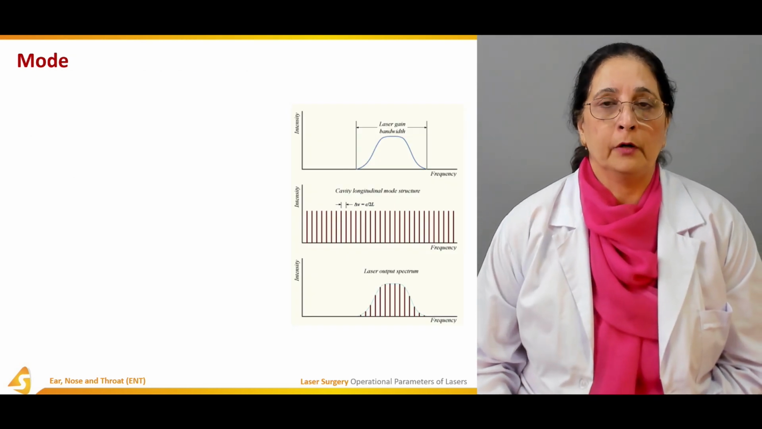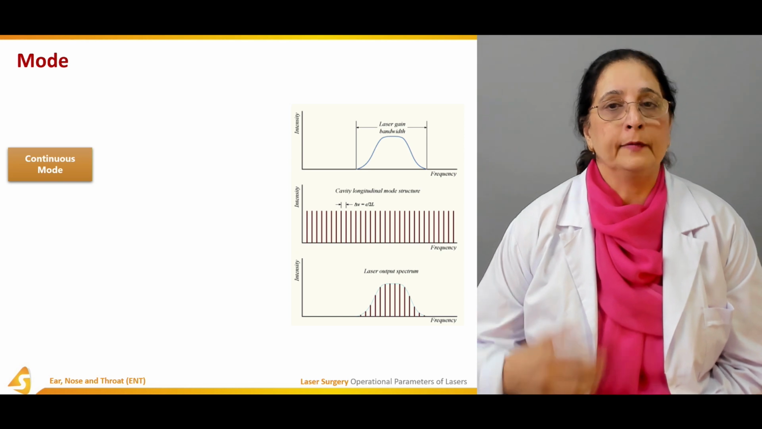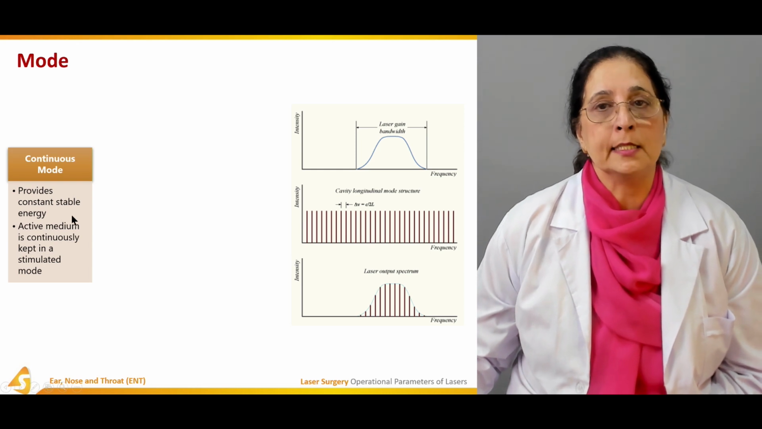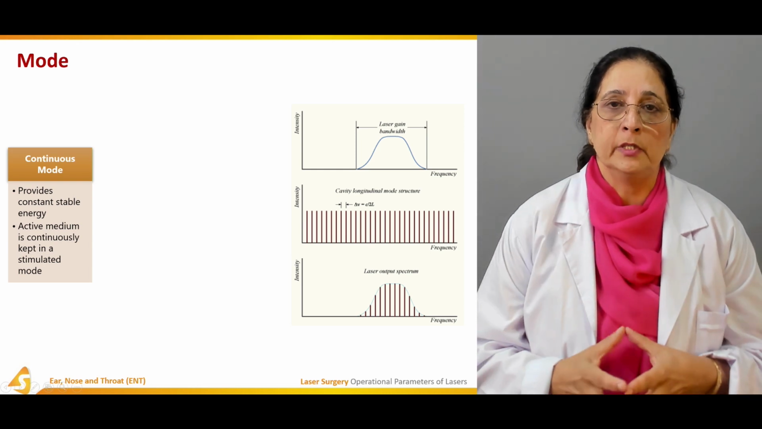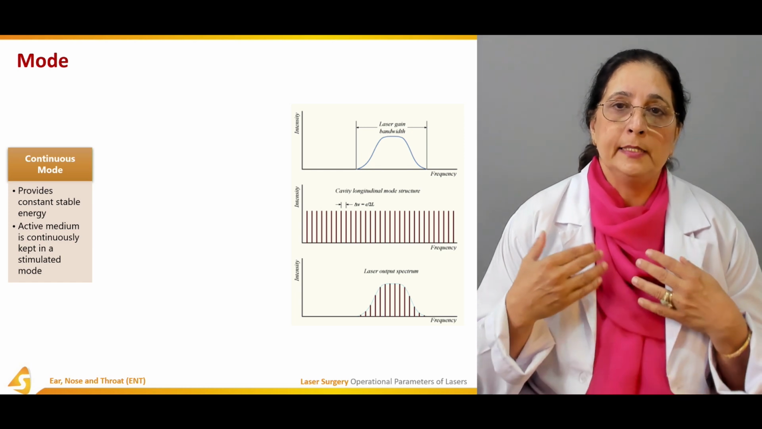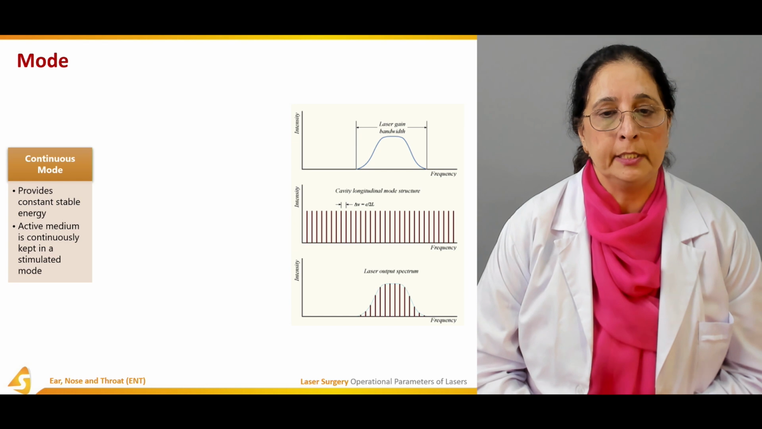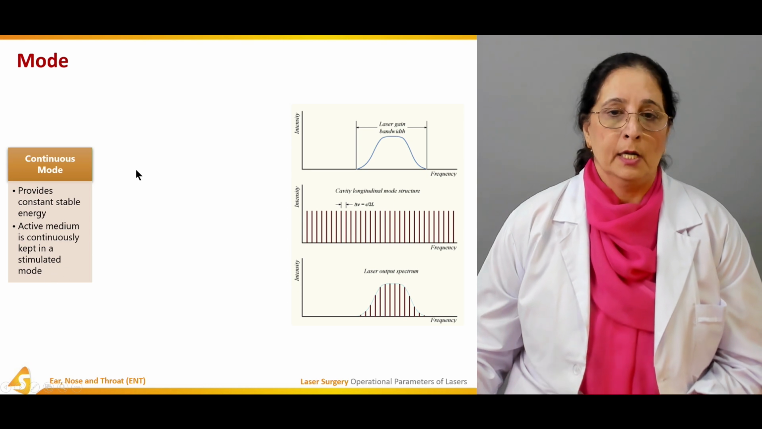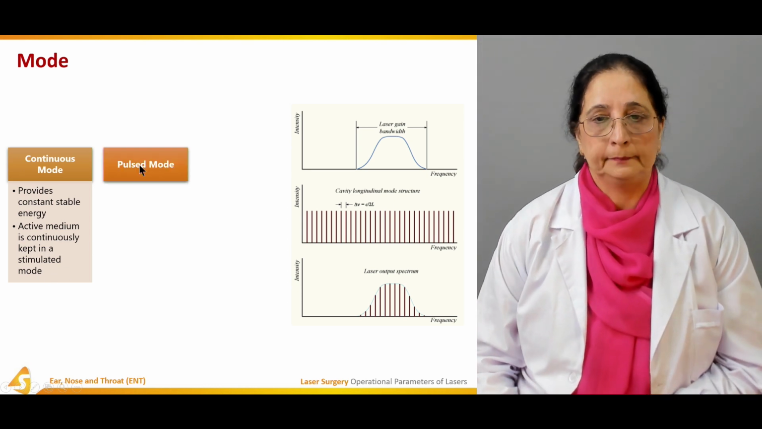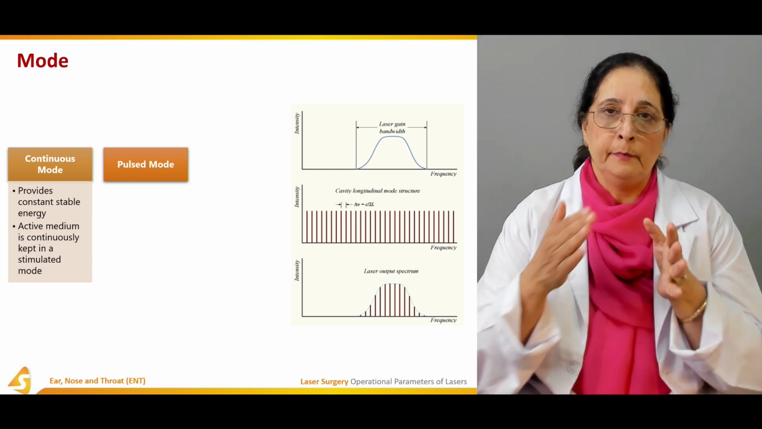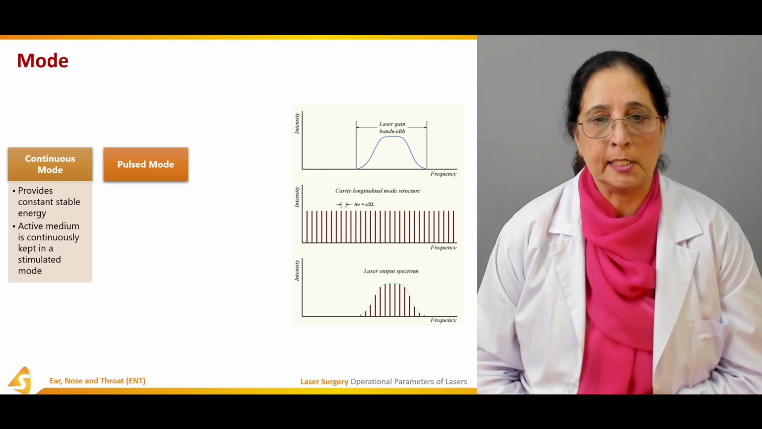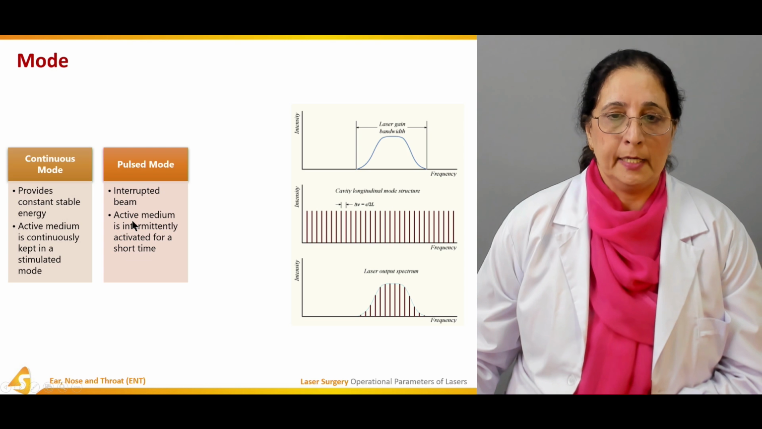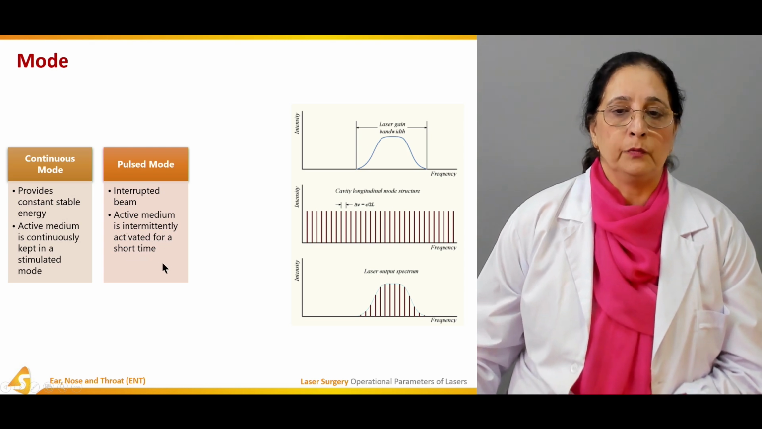Next is the mode of the laser. We can have continuous mode, and the continuous mode provides constant stable energy. The active medium is continuously kept in a stimulated mode. So that's the continuous mode. Then we have pulse mode. The beam is broken down into pulses, so it is an interrupted beam. That's the pulsed mode. The active medium is intermittently activated for a short time.